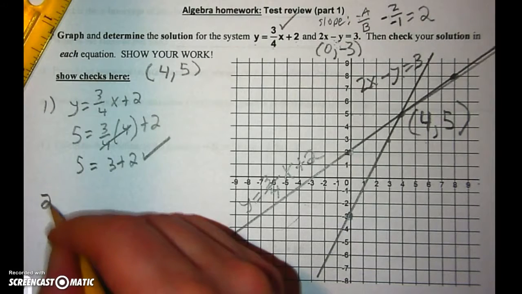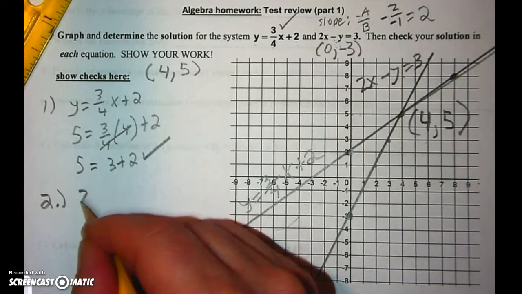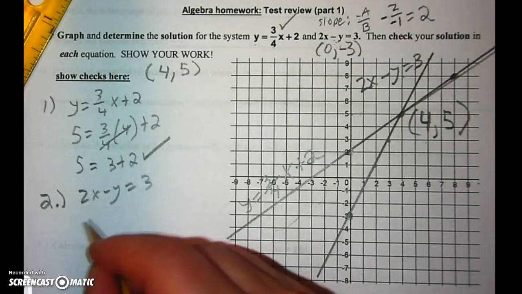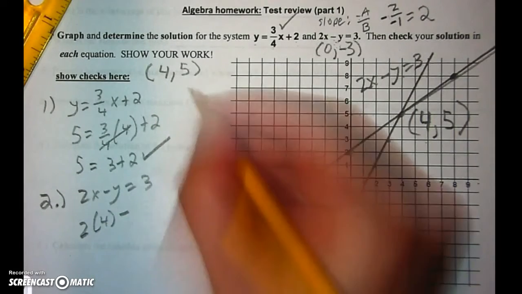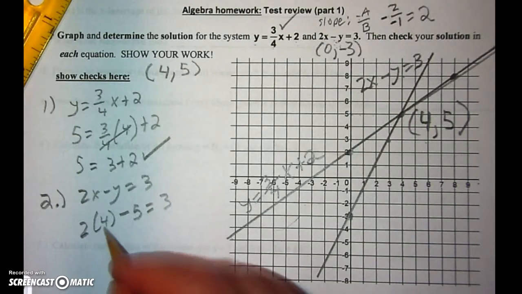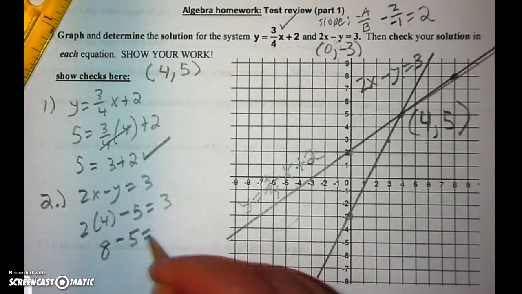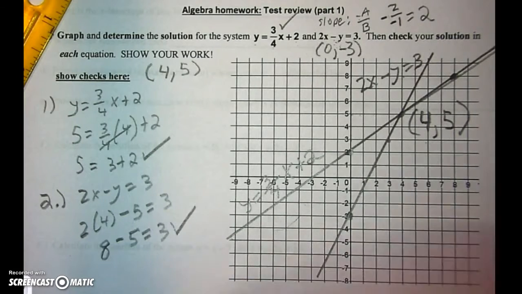Let's check on the second equation. The second equation is 2x minus y equals 3, and 2 times our x is 4, minus our y is 5, and that's supposed to equal 3. 2 times 4 is 8, minus 5 equals 3. 8 minus 5 does equal 3. So we're all checked, we're all good.